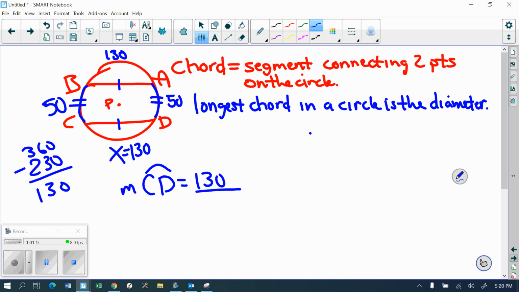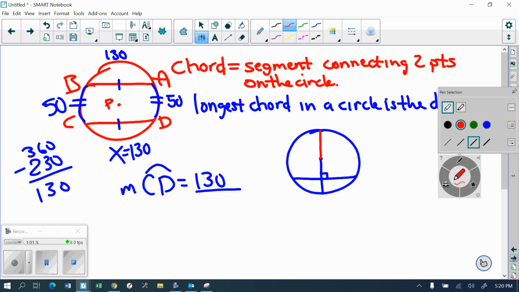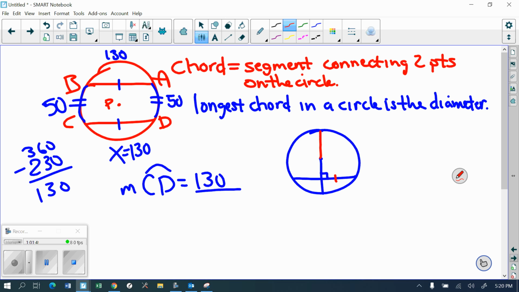Other things with chords. Here's the center and here's a chord. If I have a segment, a radius, or a diameter that is perpendicular to the chord, then that guarantees that this is a diameter. If it is not perpendicular, it guarantees it's not a diameter. That's one thing. Another thing that goes along with that: if it's perpendicular like that, it bisects that chord and bisects those intercepted arcs right there.